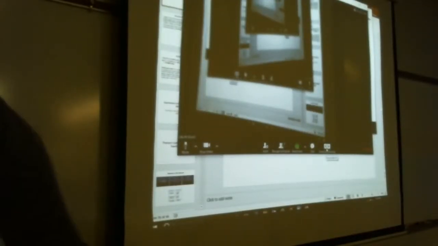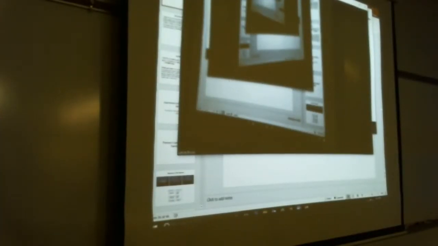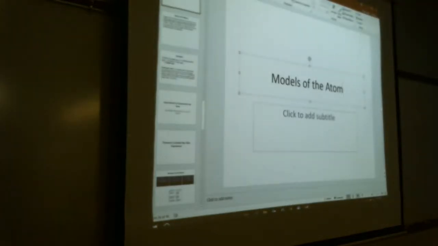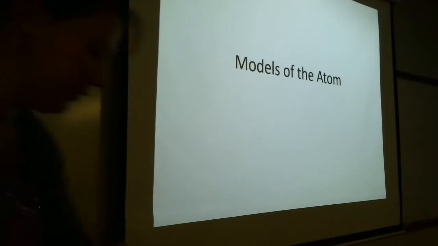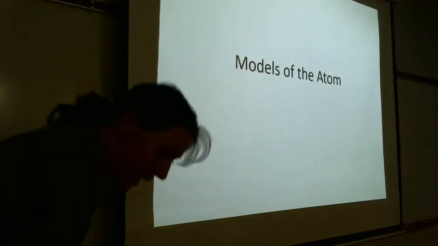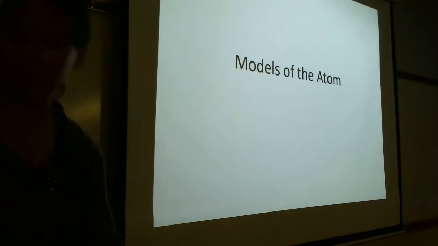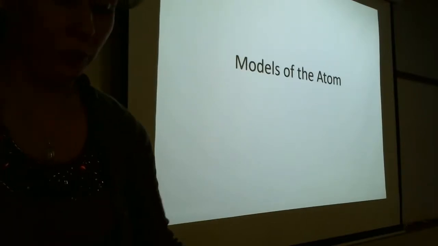All right, so today we're going to be talking about models of the atom. Last time we talked about atomic theory, right? We talked about protons, neutrons, electrons, and the composition of the atom. Last time we talked about what an atom's made of, and today we'll be talking about what the atom looks like.